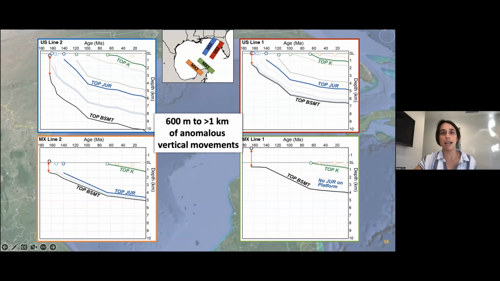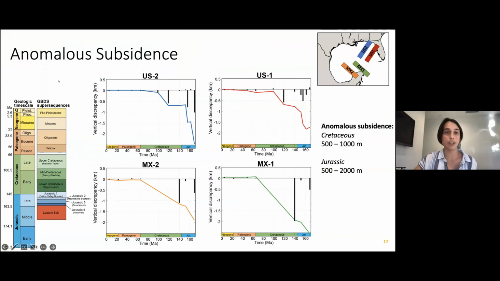These 1D subsidence plots are nice for showing the cumulative effect through time, but I want you to get a sense of how this actually accumulated at each time interval that we looked at. So this is the same data, just shown a different way. On the y-axis is the vertical discrepancy, the amount I had to correct the bathymetry, and then this is time on the x-axis. You can see these little black nubby lines early on. These are all within error.